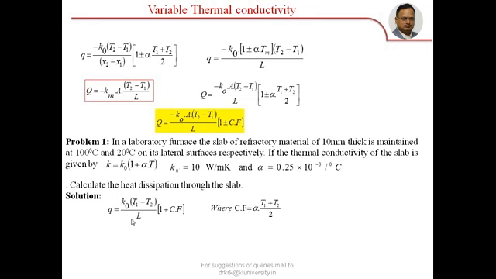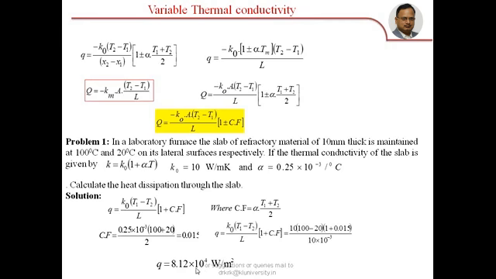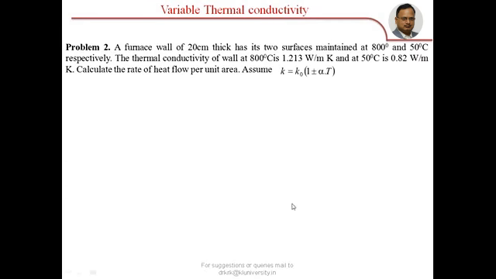So the formula for Q, heat flux, is K naught into (T1 minus T2) by L, into (1 plus correction factor). The minus sign goes inside. And the correction factor formula is alpha into (T1 plus T2) by 2. You know alpha, you know (T1 plus T2) by 2, so you will get correction factor 0.015. Substitute, and you will get the value of Q, 8.12 into 10 to the power 4 watt per meter square.